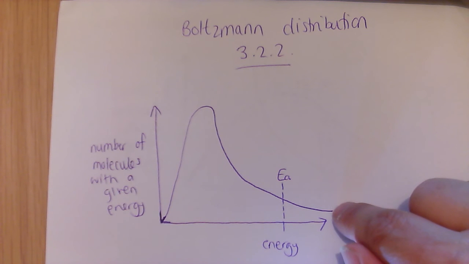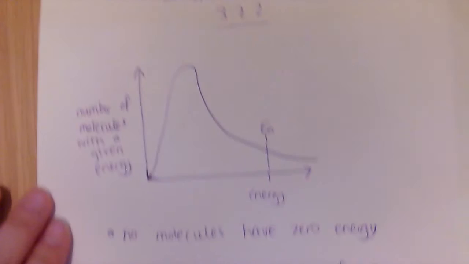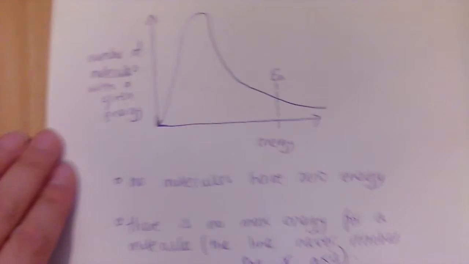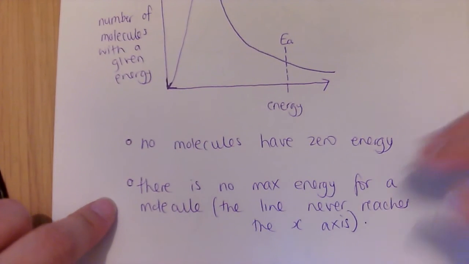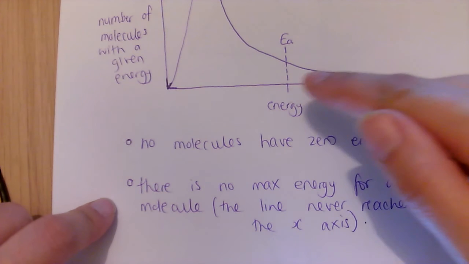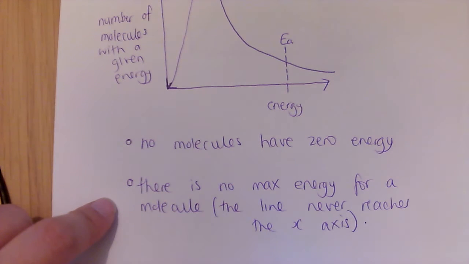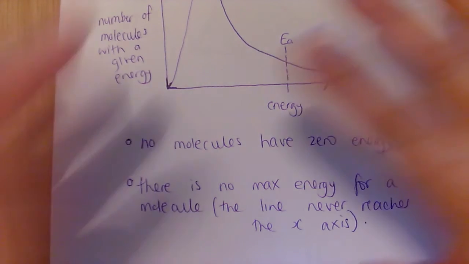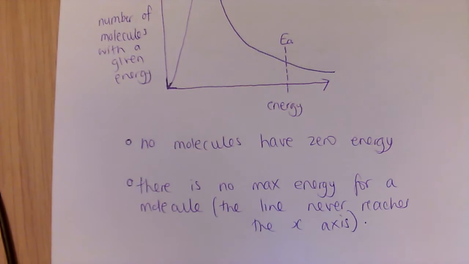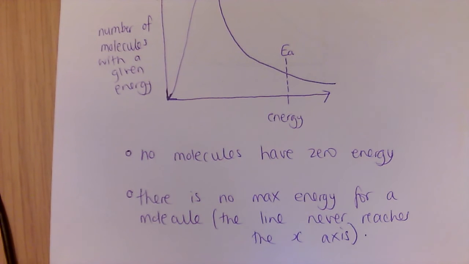And the other point is that the line here never actually reaches the x-axis, and that's because, as I've written here, there is no maximum energy for a molecule. So that line is never going to hit the x-axis. If we carried on and extrapolated that line, it would never actually touch the x-axis. So that's a Boltzmann distribution to show you the gas molecules.